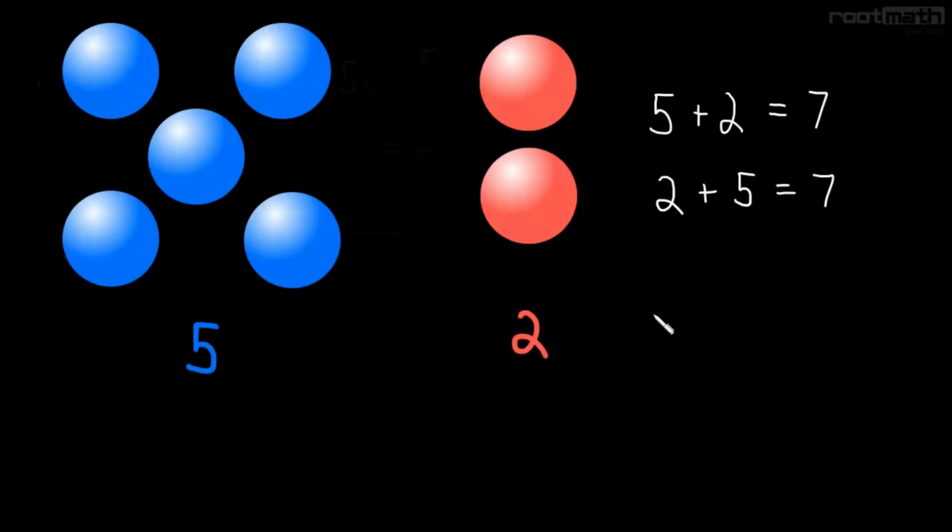So the important thing here is that 5 plus 2 is equal to 2 plus 5. It doesn't matter which order we add in, because we're counting the same number of marbles. And this is a really important property of addition. It's called the commutative property of addition.